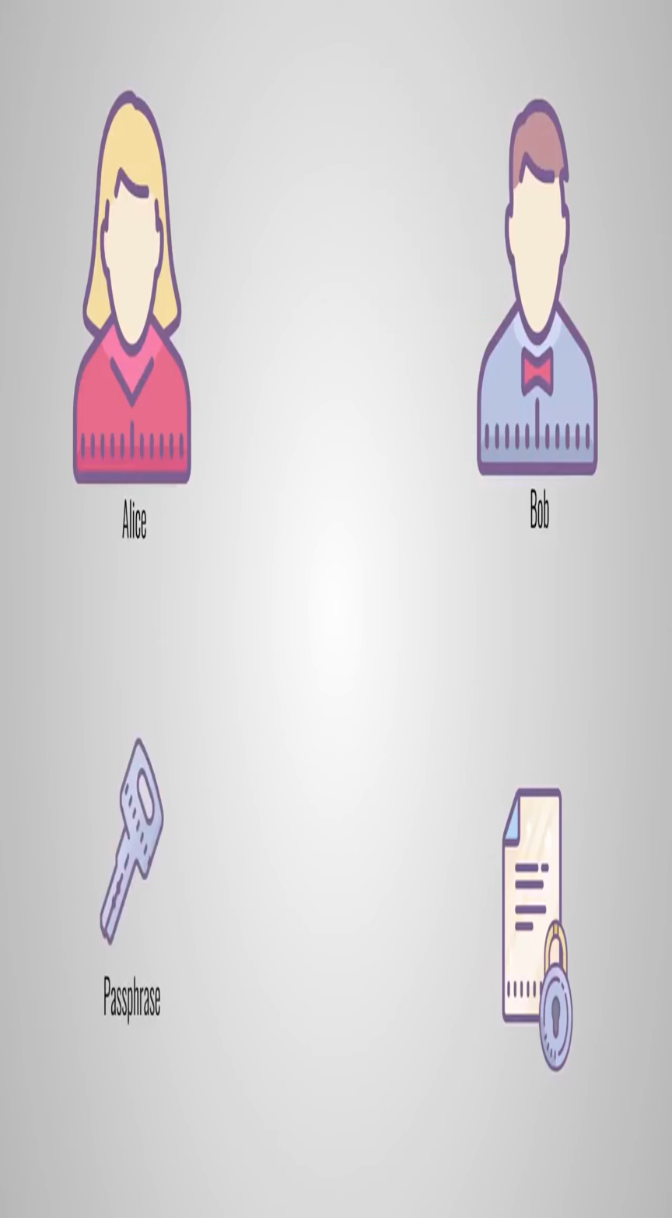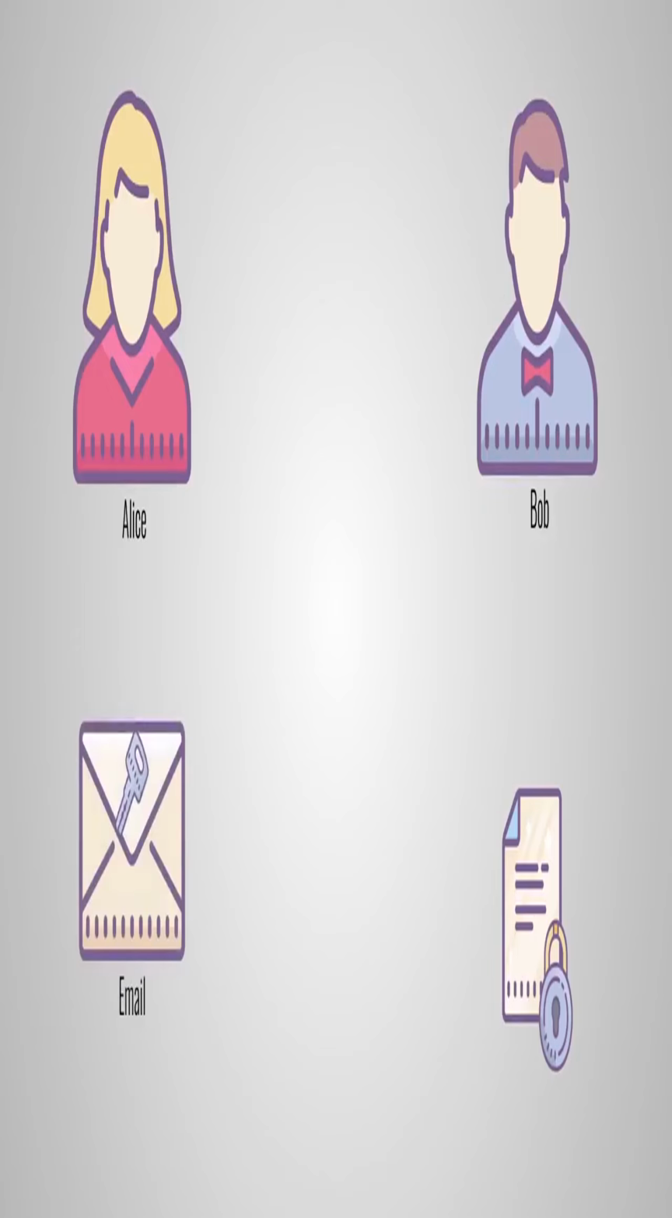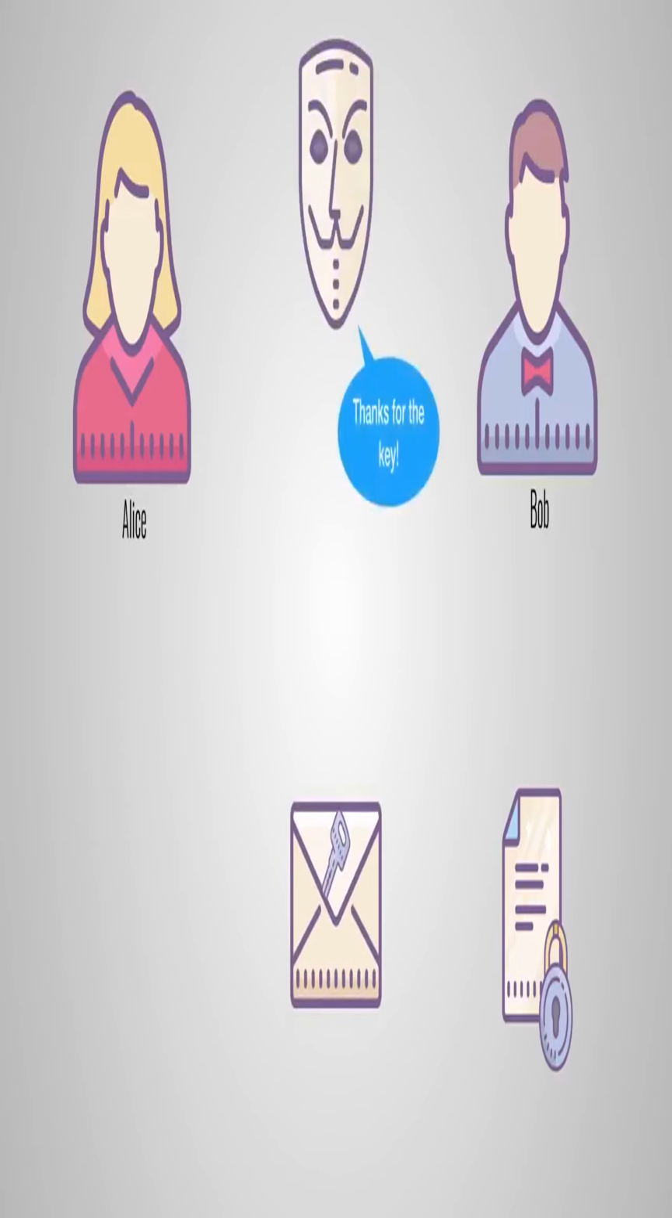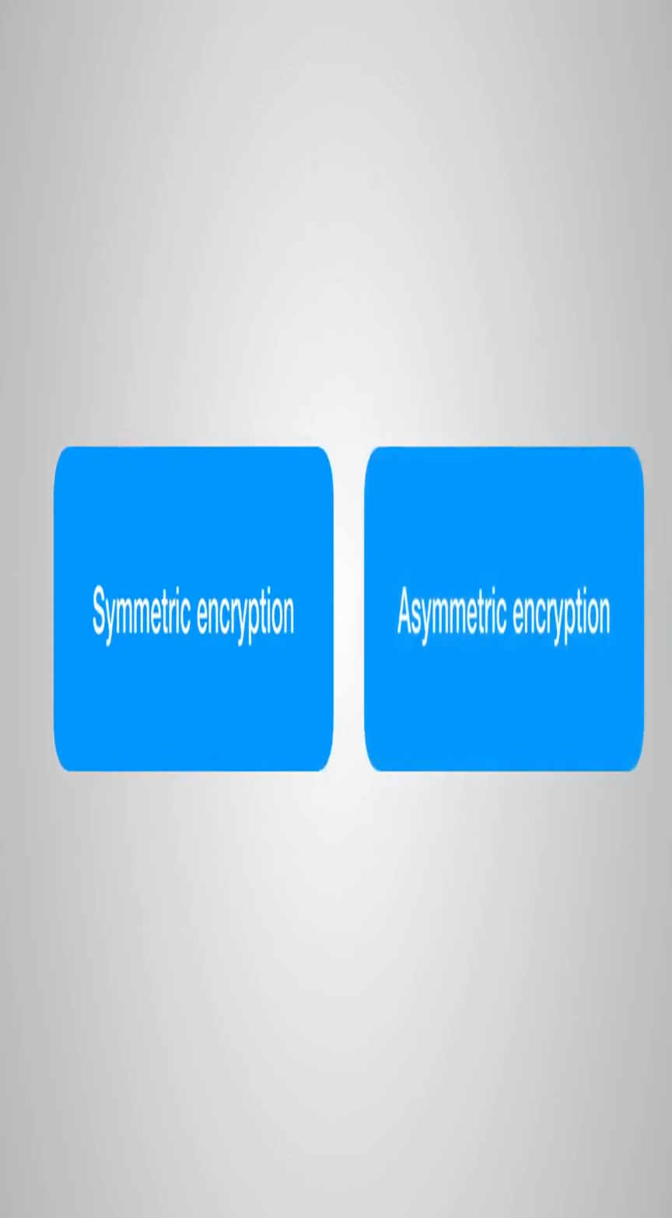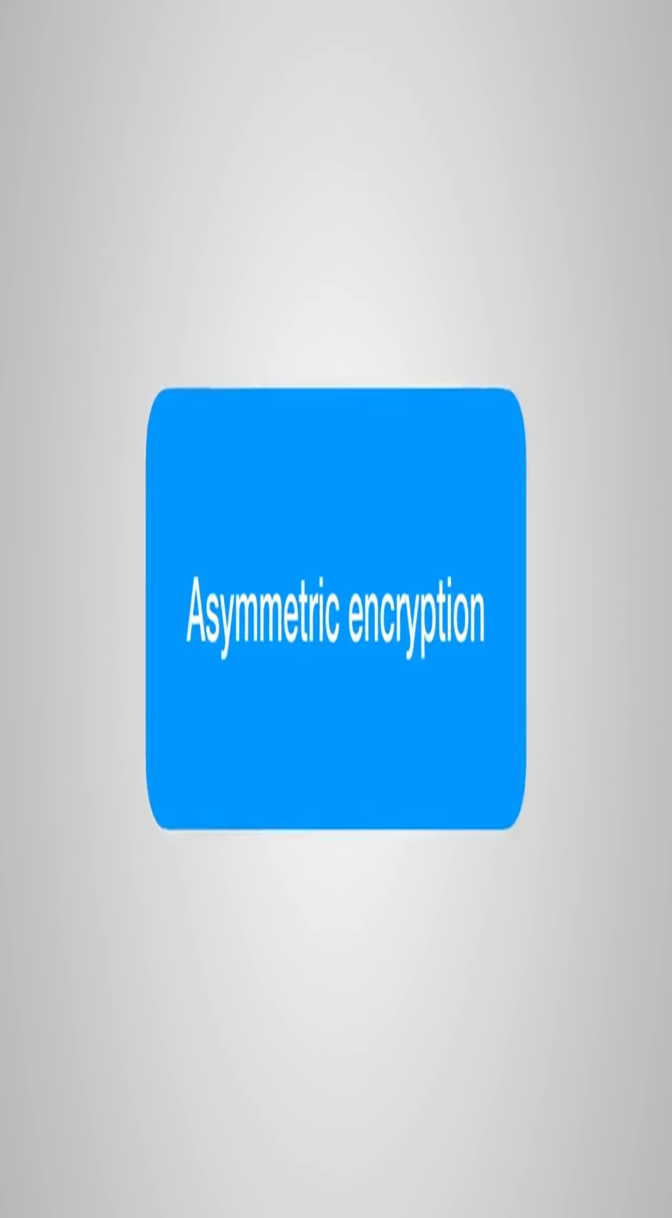Now comes a real problem. How does Alice share this passphrase securely with Bob? Sending it through email is risky because others might find the passphrase and use it to decrypt any messages between Alice and Bob. This is exactly the kind of problem that asymmetric encryption intends to solve.